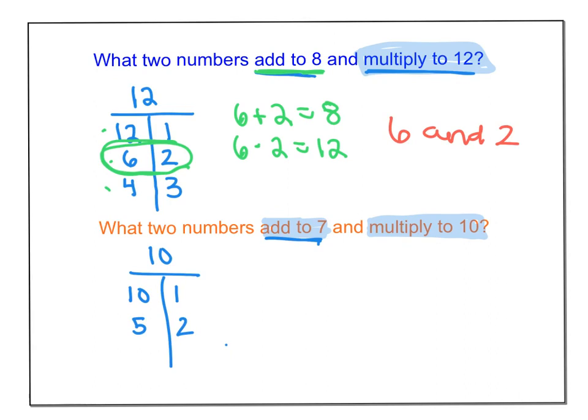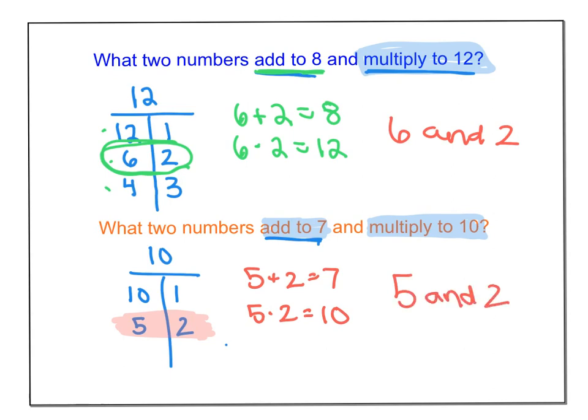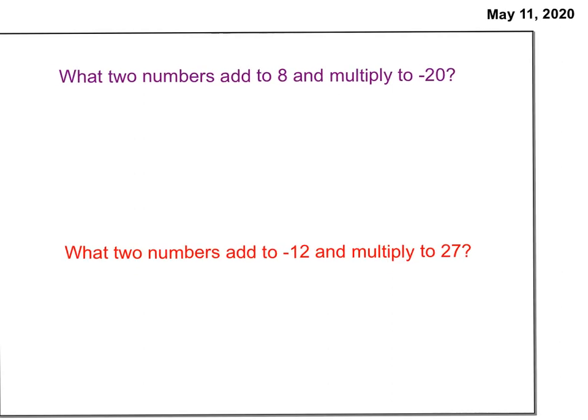Sure enough, it's the 5 and the 2. Because let's think about that. 5 plus 2 equals 7. So they add to 7. And 5 times 2 equals 10. So they multiply to 10. So our answers here are 5 and 2. Let's try a couple more.